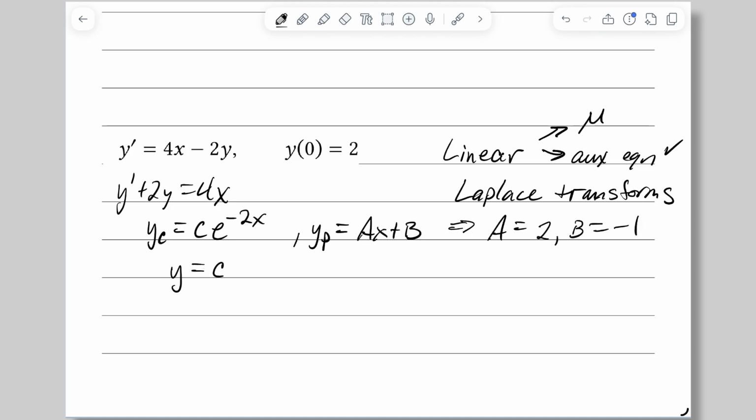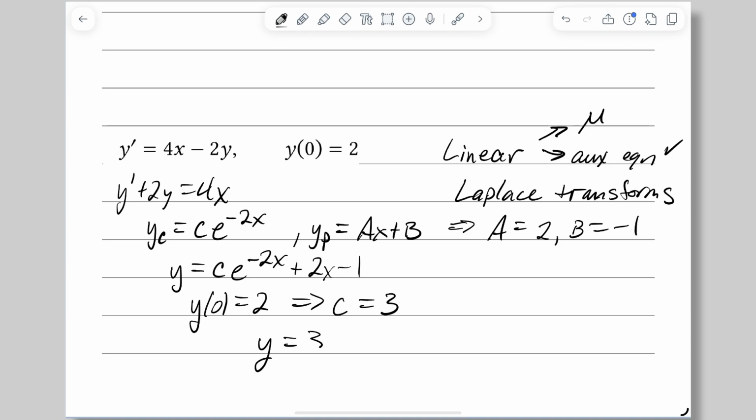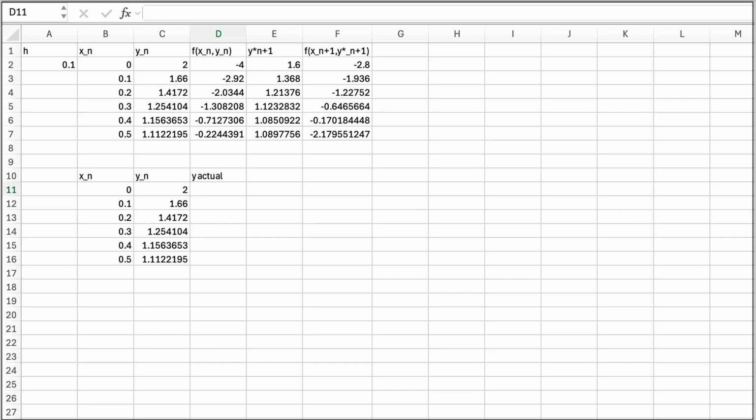So y is equal to ce to the -2x plus 2x minus 1. You can even pause now and bring in the initial condition if you wanted. Using the initial condition, that y of 0 is equal to 2, I'm going to get that c is equal to 3. And finally have the analytic solution, y is equal to 3e to the -2x plus 2x minus 1.